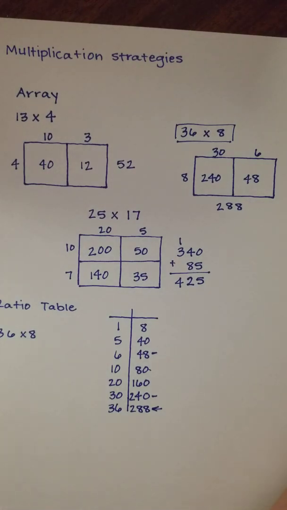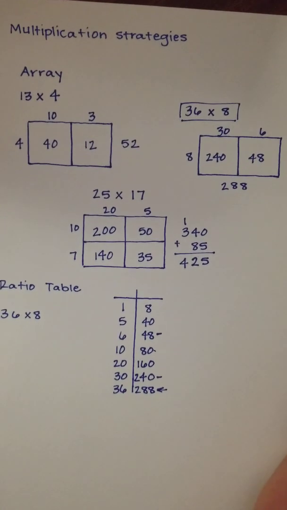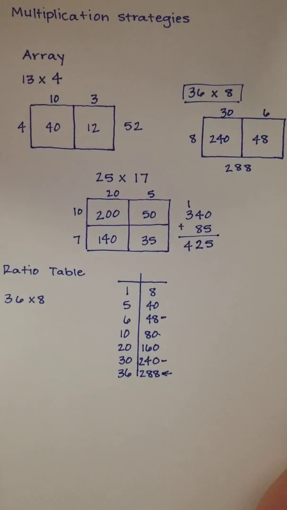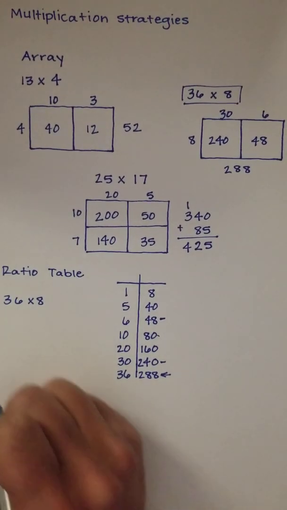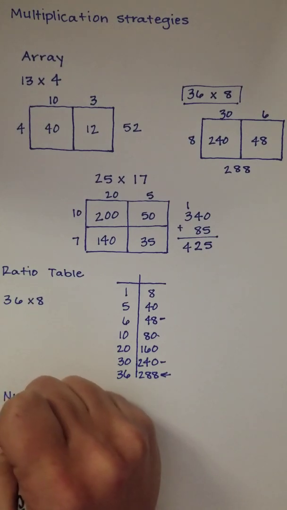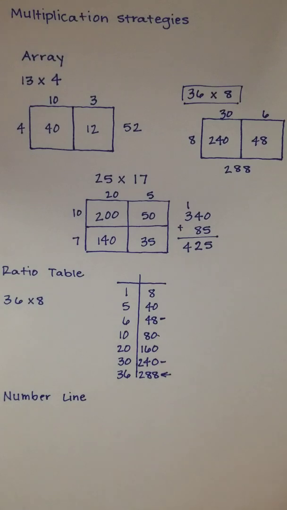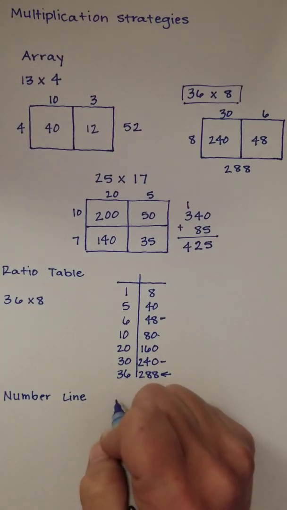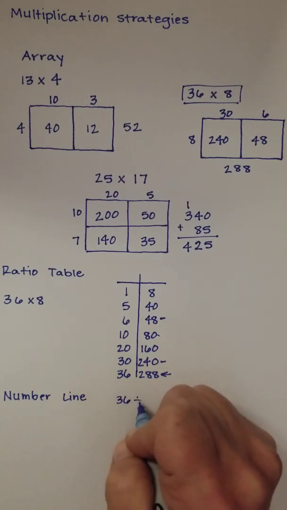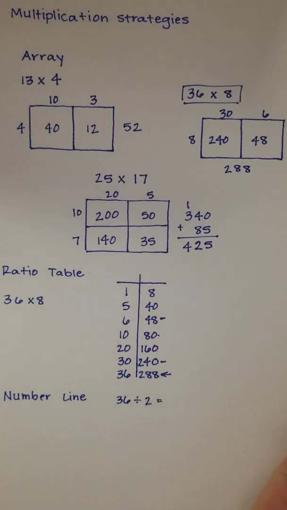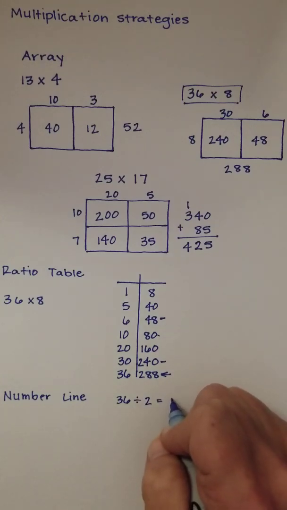The last one is a number line, which I wouldn't recommend for this problem. And I have seen students try to do a number line with this big of a number. But let's play with it a little bit. I mean, some students, they'll blow your minds with some of their ideas. So I'm going to try it out. What if I did 36 divided by 2? It's 18.